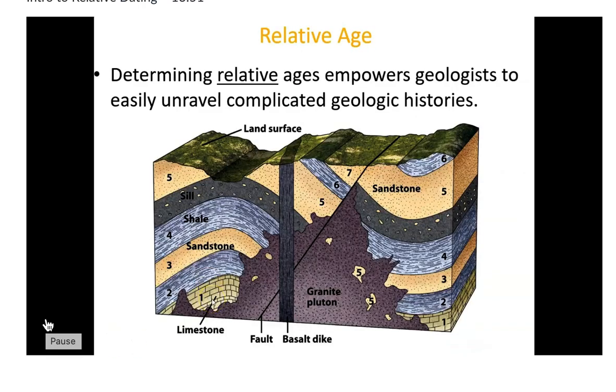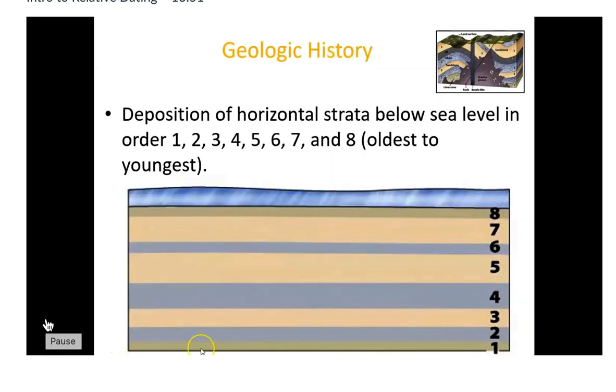Determining the relative ages of rocks and events empowers geologists to easily unravel complicated geologic histories like the one shown here. In an effort to tell the story of what happened here, we start at the beginning. Again, rocks are deposited in a horizontal fashion, with the oldest on the bottom of a sequence of events. So here we would have rock unit 1 as the oldest unit of rocks, overlain by 2, 3, 4, 5, 6, 7, and 8. Unit 8 is the youngest unit of rocks in this illustration.